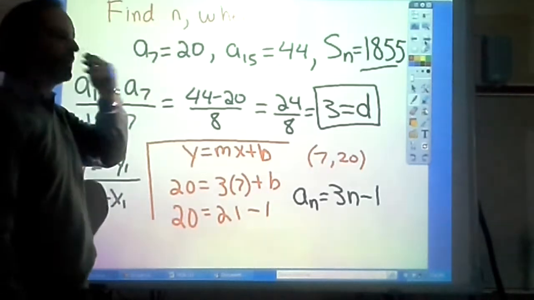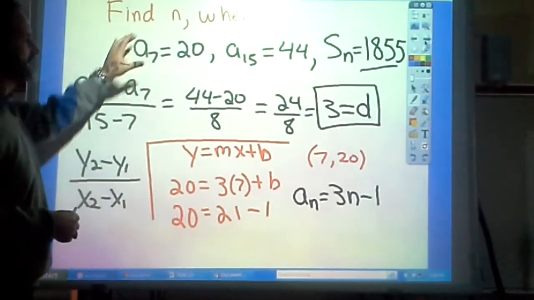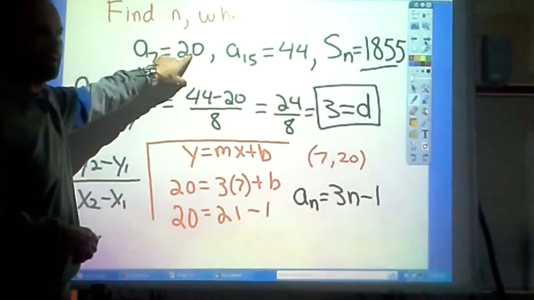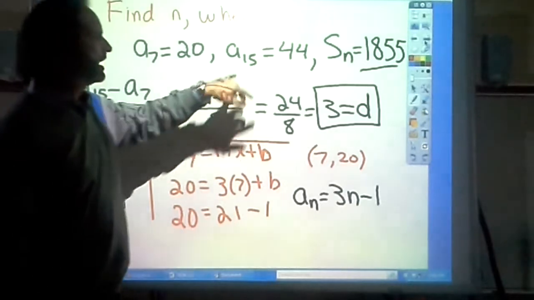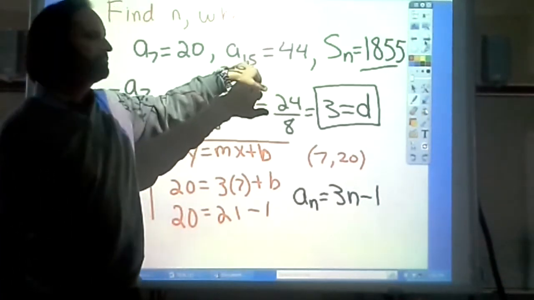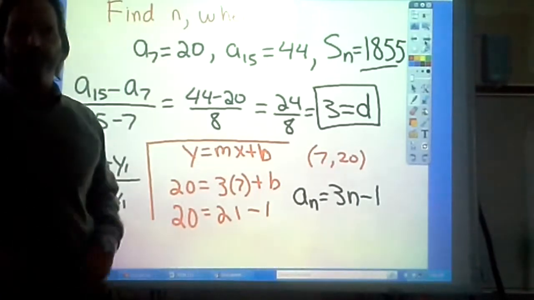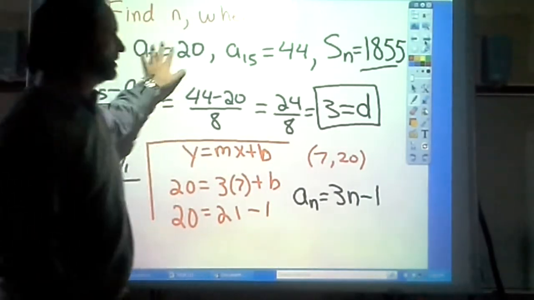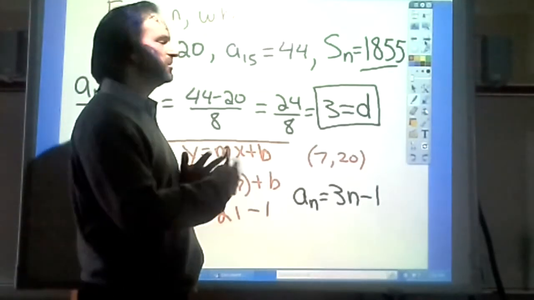First term, you plug in 1. We want to get that explicit formula. But basically, 20 is my output and 7 is my input. And here's my output, 44, and 15 is my input. So it's basically x, y, x, y. Common sense, we went 24 in 8 terms, and that's 3.